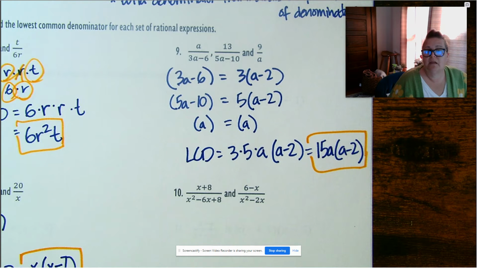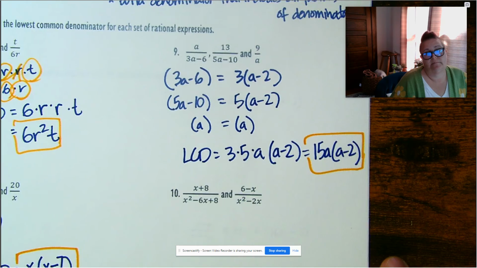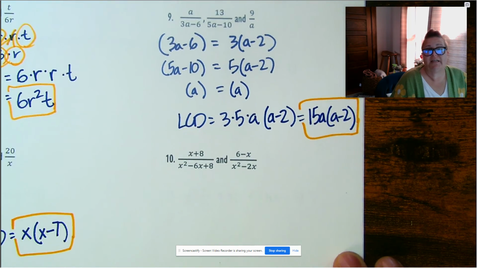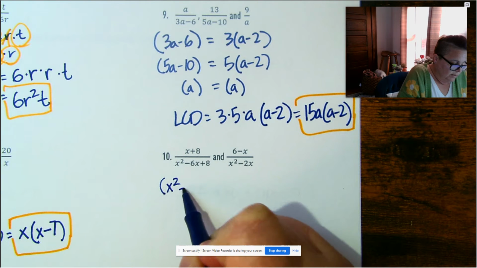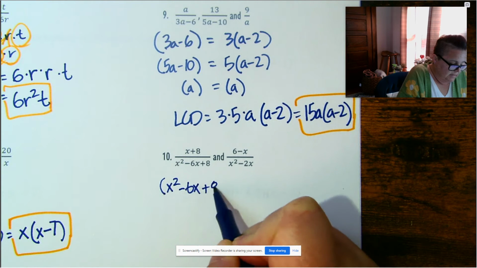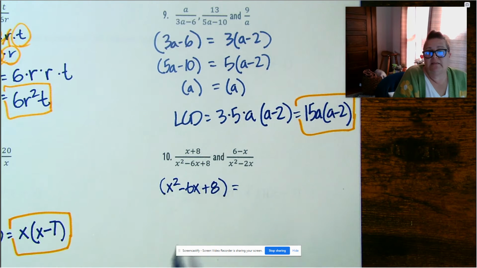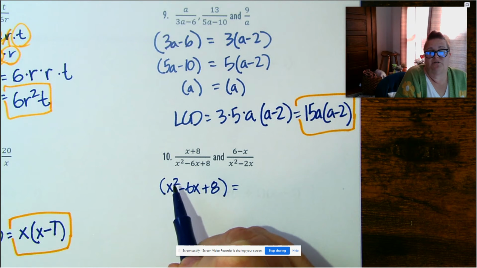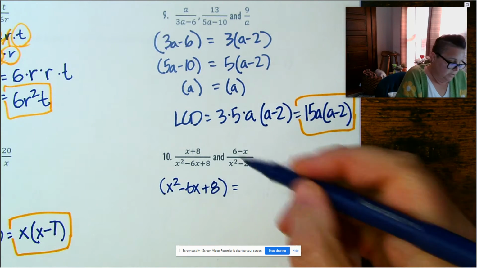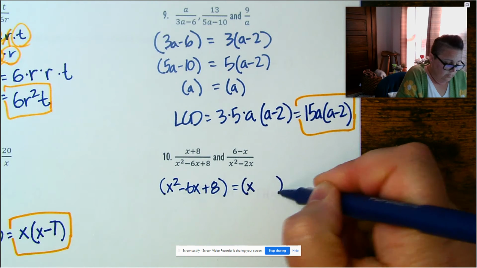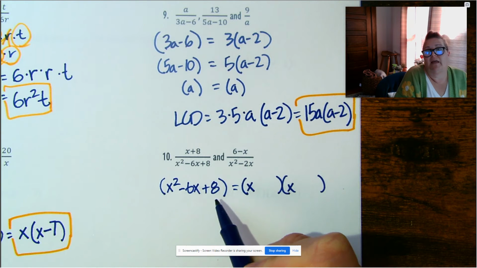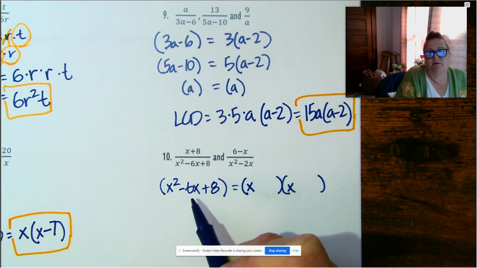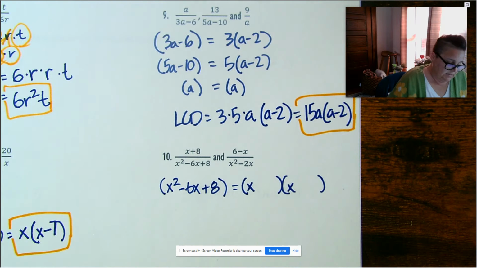Right? Let's try problem number 10. Because as you can see with number 10, we kicked it up a notch. Our first denominator is x squared minus 6x plus 8. This is a trinomial. It is quadratic, meaning it is degree 2. So it may be factorable. Since the leading coefficient is a 1, I can use mental math on this. What two numbers multiply to give us an 8, but when added, give us a negative 6?